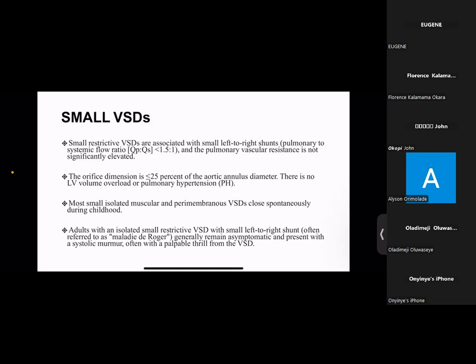Adults who have isolated small restrictive VSD that cause very small left to right shunts are referred to as maladie de Roger. They are mostly asymptomatic, but they have a systolic murmur with a palpable thrill because it's a very small VSD, so there is increased pressure of blood flowing across it from the left to the right side.